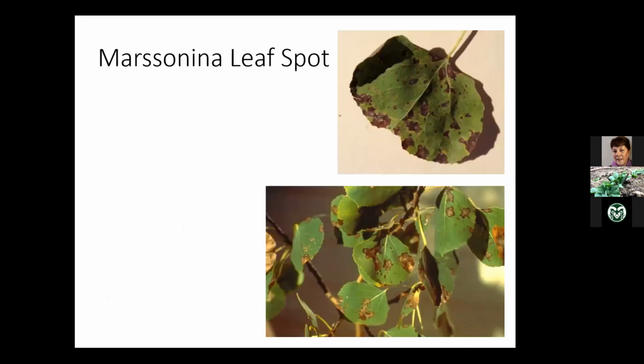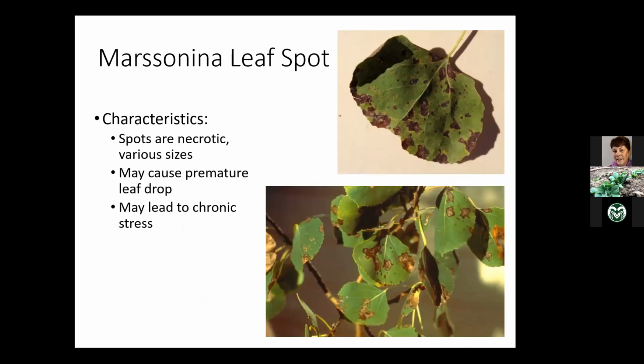Marssonina leaf spot. This is on aspen and some other poplars. Basically, it's a very common plant pathogen. It's mostly aesthetic. Again, this one's not going to outright kill the plant, but it may lead to some chronic stress, so the plant is not as healthy as it should be. And these spots will be various sizes because they can grow together or coalesce. And so you may see larger spots versus smaller spots, and so on and so forth.